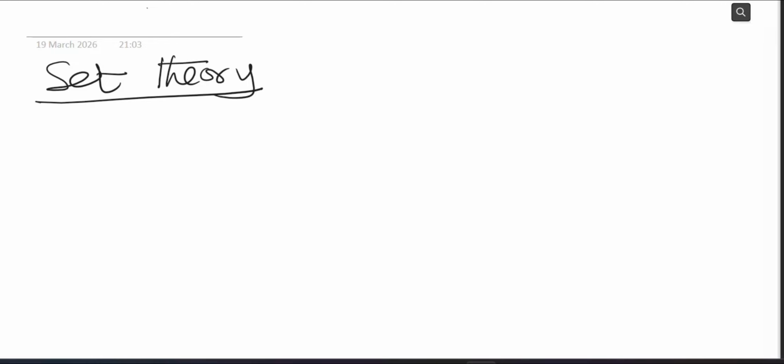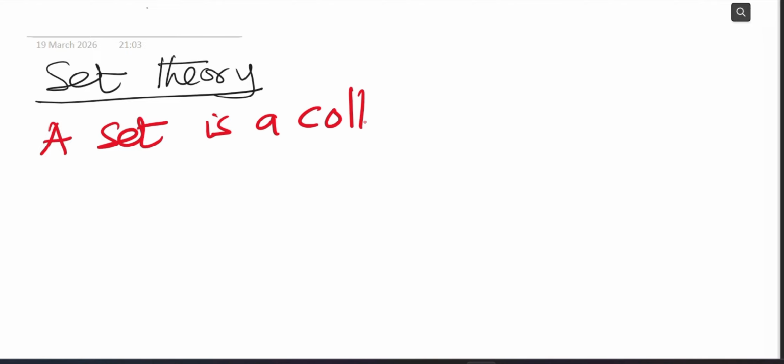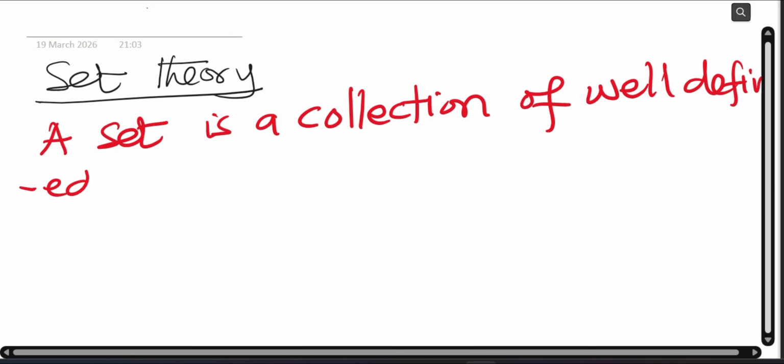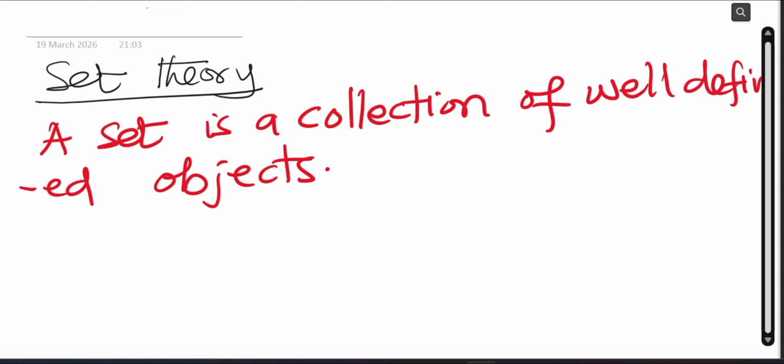What is a set? A set is a collection of well-defined objects. Saying well-defined, I mean a distinct object being put together to form what we call a set.